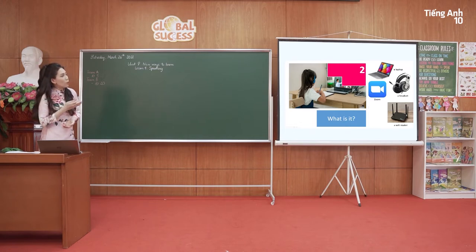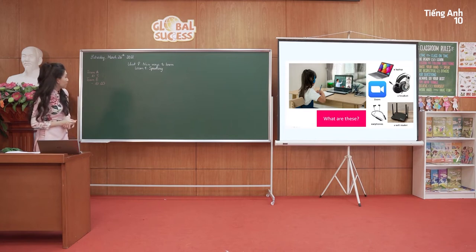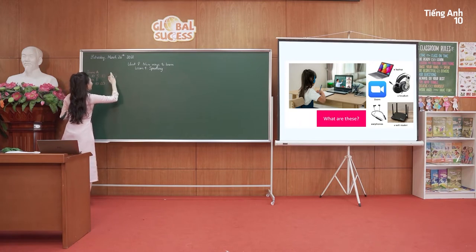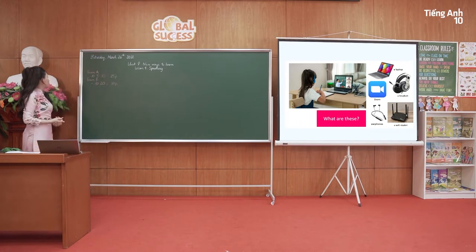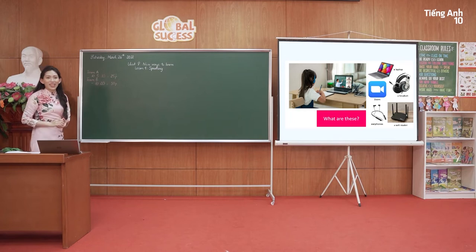Does Team A want to open the second picture, or Team B? Who is faster? Team A, okay. Can you answer the second picture? What are these? I think those are earphones. Earphones? Yes. So Team A got 10. So Team A got 35 points and Team B got 30 points. Oh, 25. Okay, so Team A, 25 points, and Team B, 30 points. So the winner is Team B. Congratulations.